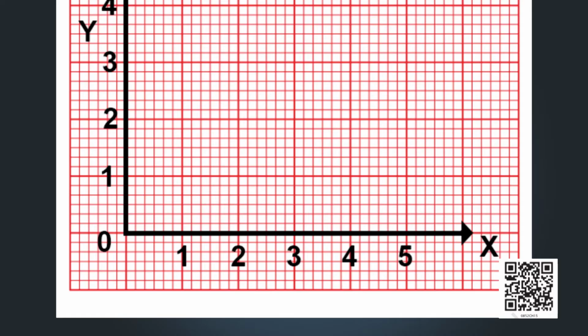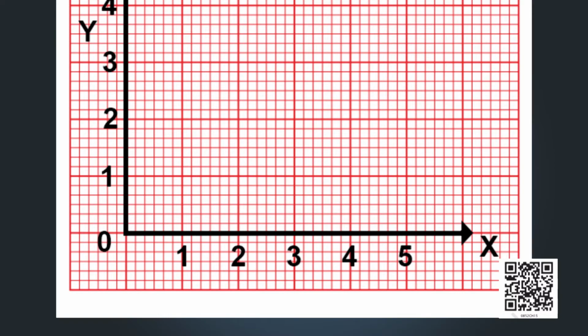Now, let us take a graph sheet which has square grids in it. It will simplify locating the points. The horizontal line is called the x-axis, the vertical line is called the y-axis. The common point of intersection of these two lines is called the origin. It is denoted by O.